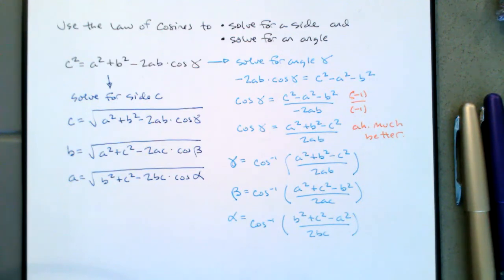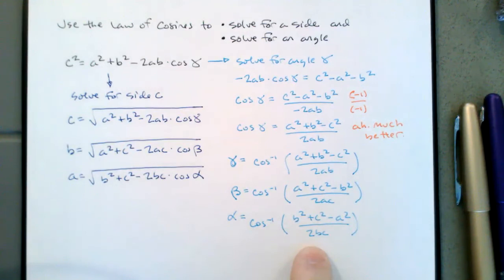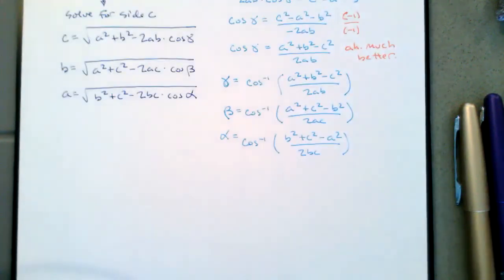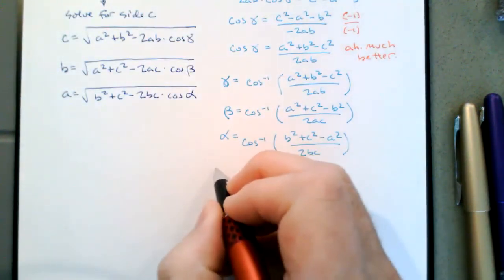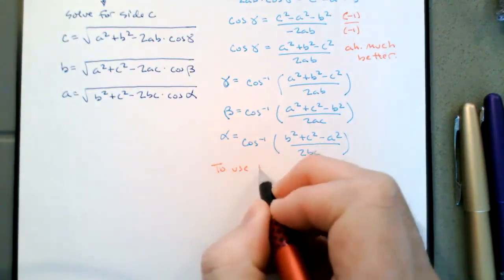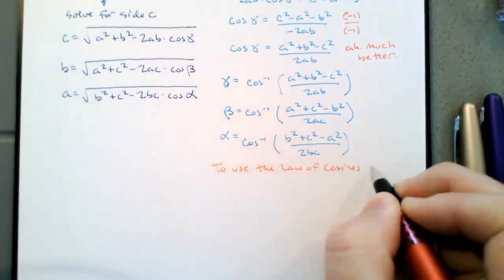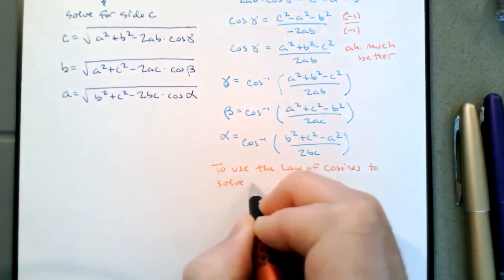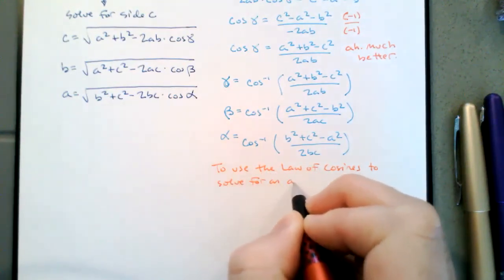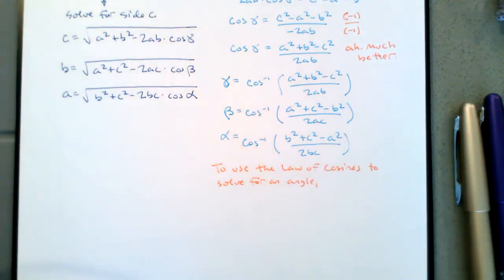Let's talk about how we can use this, what kind of information we can be given. Notice that if we want to use the law of cosines to solve for an angle, we need 3 sides. If I want to solve for alpha using the law of cosines, I need side A, side B, and side C. So notice, to use the law of cosines to solve for an angle, we need all 3 sides.